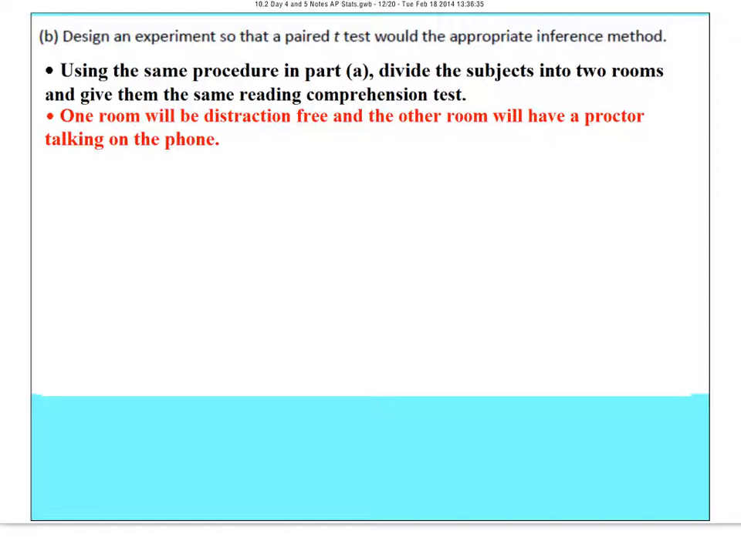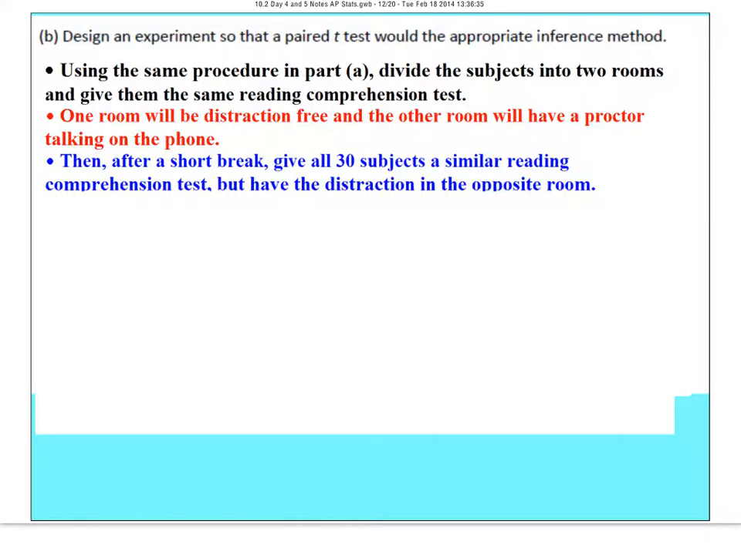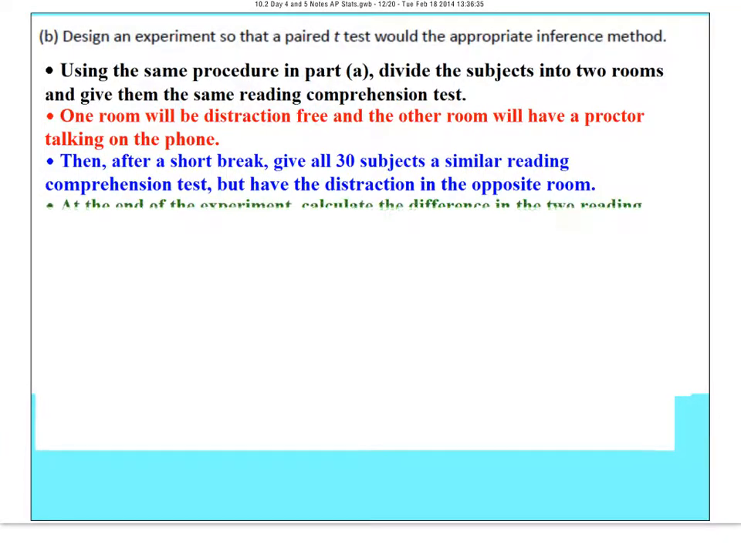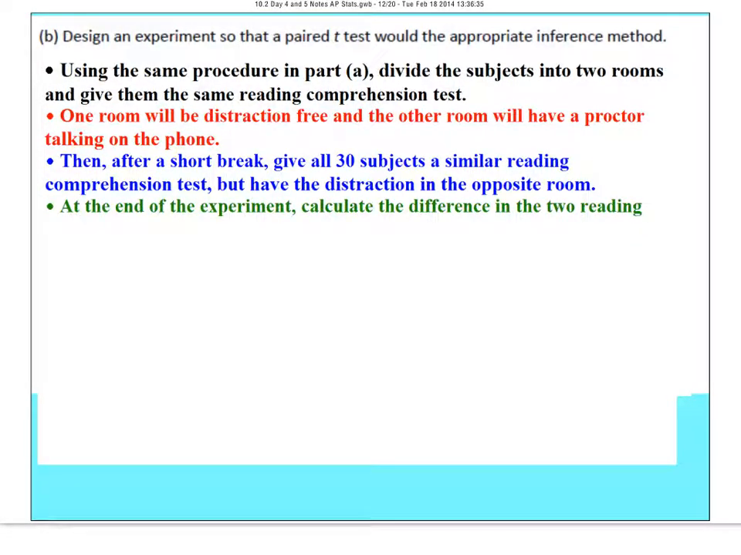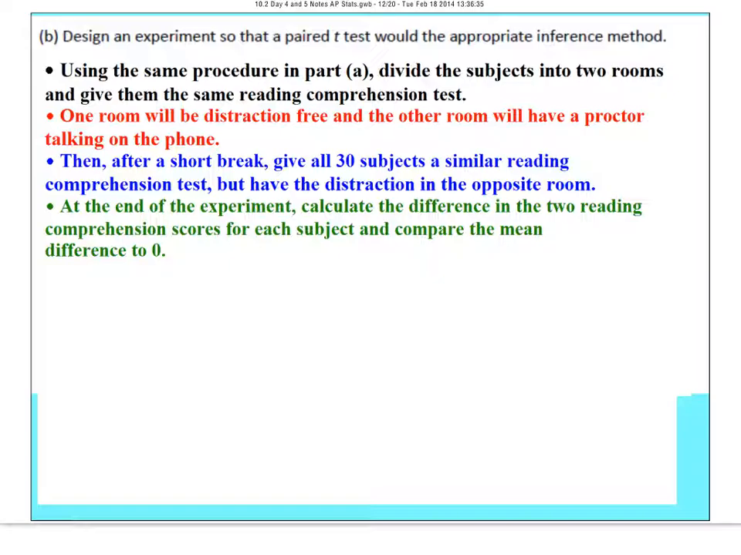Okay, then let's take a short break and give all 30 subjects a similar reading comprehensive test, a second one, but the distraction is going to go into the opposite room. So they're both taking test 2, but those that weren't distracted before will now be distracted and vice versa. At the end of the experiment, calculate the difference in the 2 reading comprehensive scores for each subject and compare the mean difference to 0. So I'll have 1 set of data now of all the differences of the students.